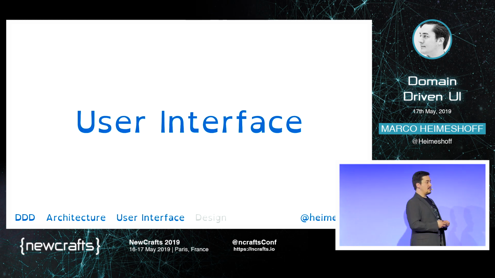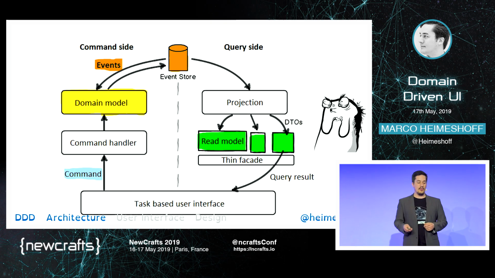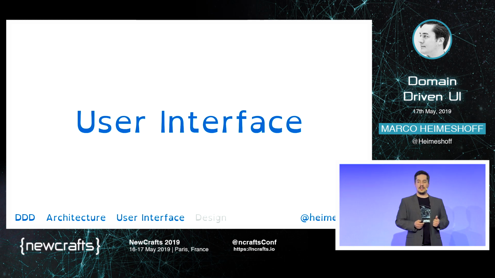So from the CQRS pattern, now we know how the backend works, right? We have a task-based user interface. We send commands to the server. There's a command handler dealing with it. At some point, we can query the read model side because everything is updated. Super great. But how does it translate to the user interface?